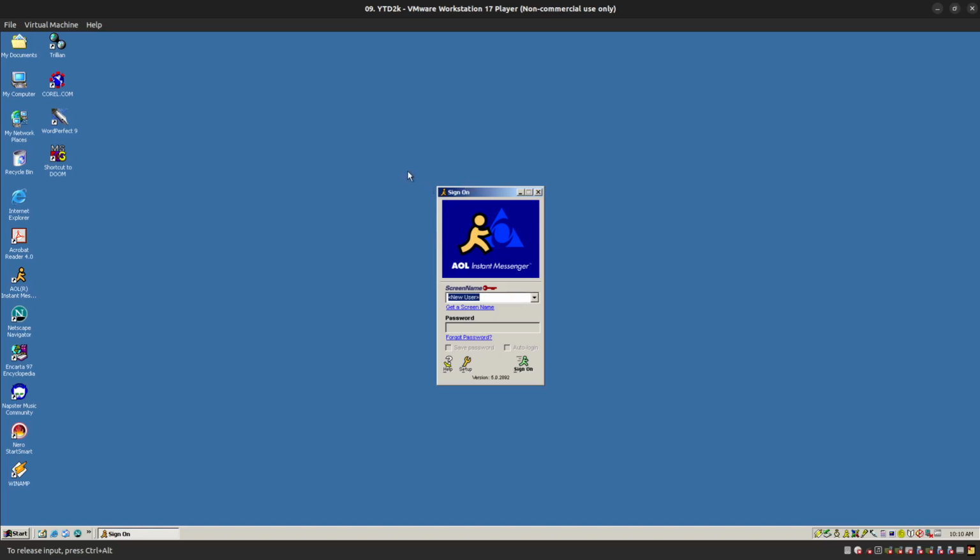Obviously, at this point, AOL Instant Messenger is dead. It's been dead for a while now, and I don't think people have used it for a long, long time. But this was before social media, so there was no Instagram, there was no Facebook, even MySpace didn't exist yet. So AOL Instant Messenger was really the communications tool to actually communicate and have fun and talk to people when you were not physically able to talk to them.